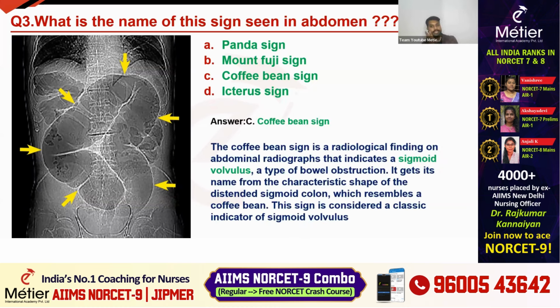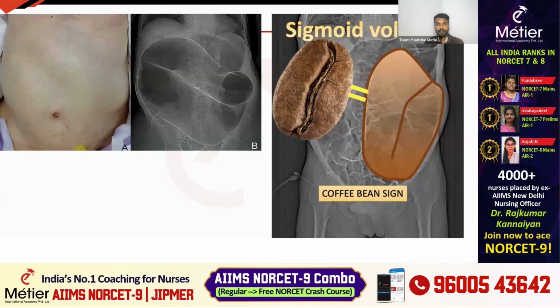Which condition can we see it in? In the sigmoid volvulus. So it is a coffee bean-like structure, right? It is because of the distended sigmoid colon, especially in the sigmoid volvulus. So that is coffee bean sign. It looks like a coffee bean. You can see it here. This is the patient with the sigmoid volvulus. It looks like a coffee bean sign.